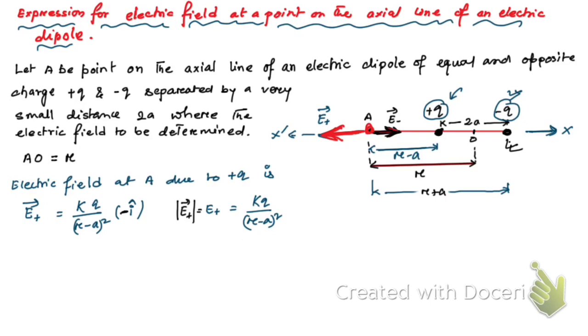Now you see, you can proceed two ways. If you want to find the net electric field at A and you find the expression in scalar form first, then you have to subtract the electric field due to the negative charge from the electric field due to the positive charge, because this point A is nearer to the positive charge compared to the negative charge. That's why the field due to the positive charge is stronger than the field due to the negative charge. So the resultant should point towards the negative x-axis, in the direction of the electric field due to the positive charge, right? So the net electric field will be obtained by E positive minus E negative.